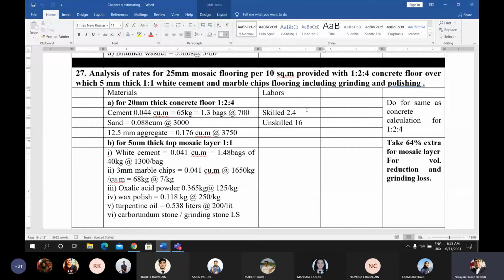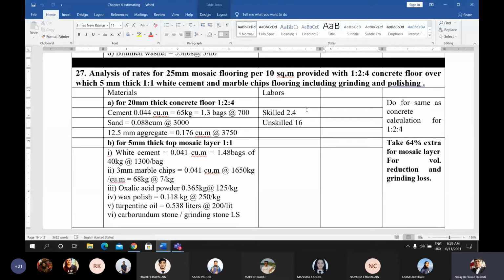we have only the 25 mm thick floor. Total thickness is 25 mm, and the 20 mm is provided for the concrete floor, and the remaining 5 mm is provided for the marble chips over that concrete floor. The total floor thickness is 25 mm now. And the sand will be 0.088 cubic meter.